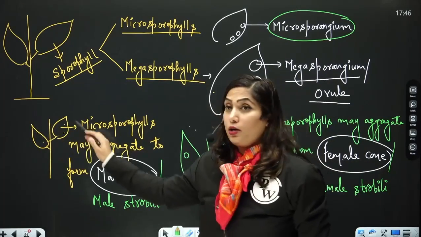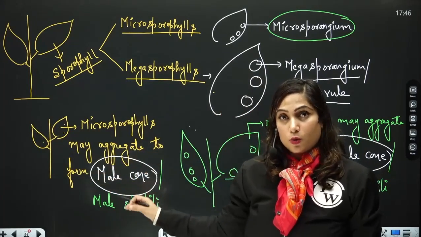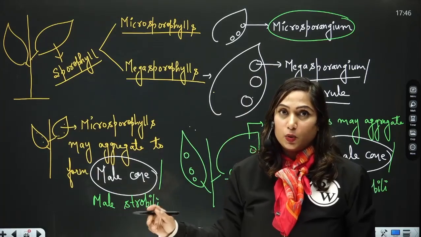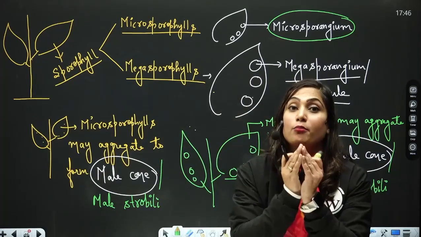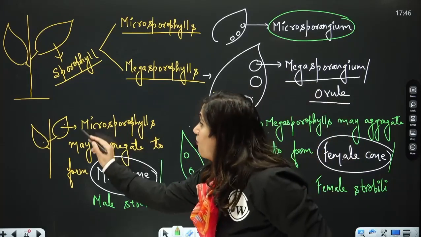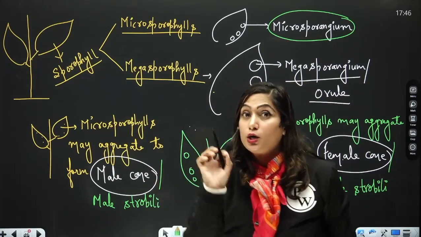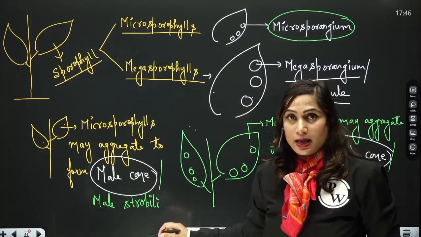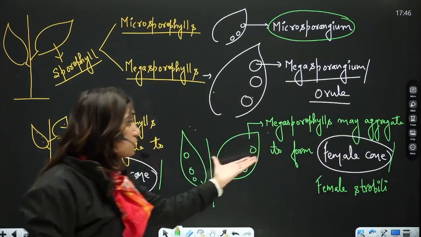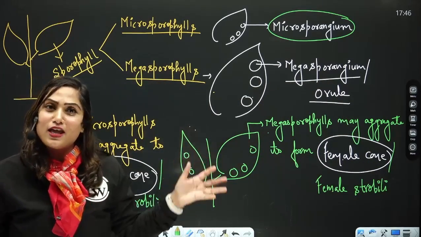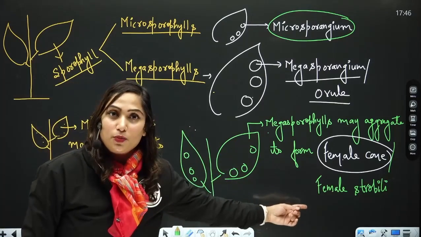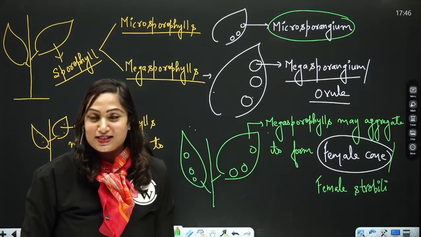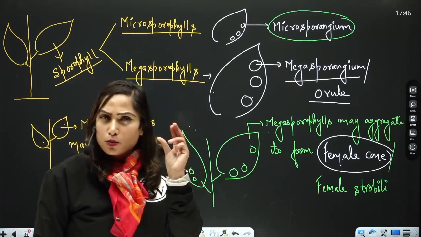All these small leaves which bear microsporangia, they may aggregate together. They may come together to form a group. And if the microsporophylls form a group, that will be called as male cone or male strobili. But if the megasporophylls, the bigger leaves, form a group, then that would be a female cone or female strobili. Understand this.